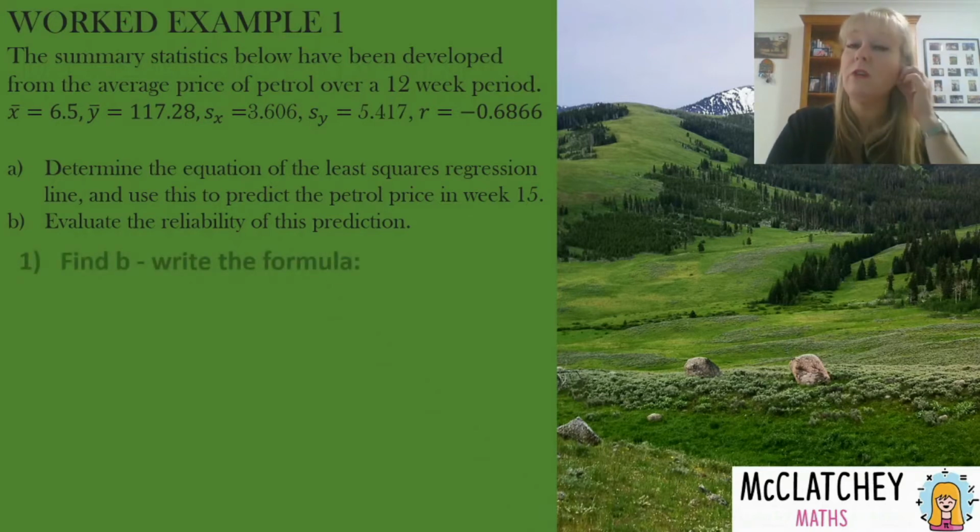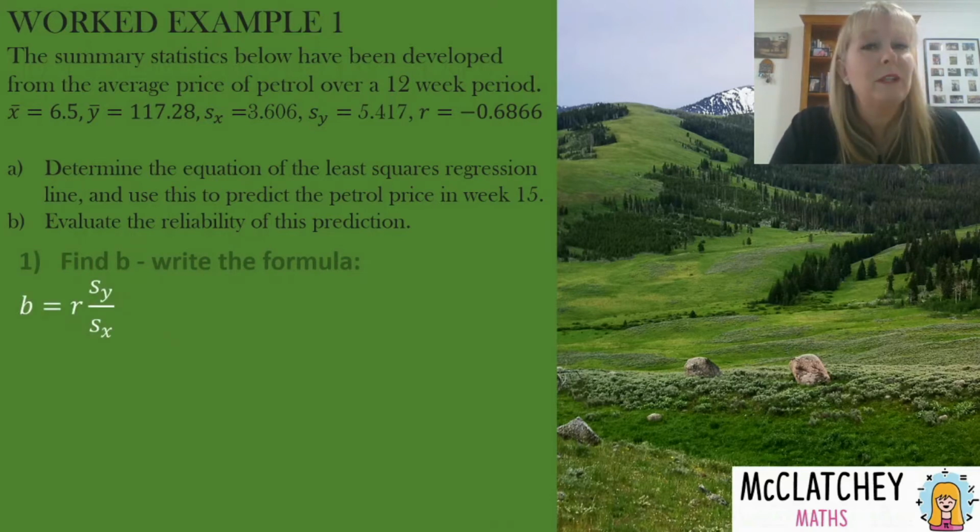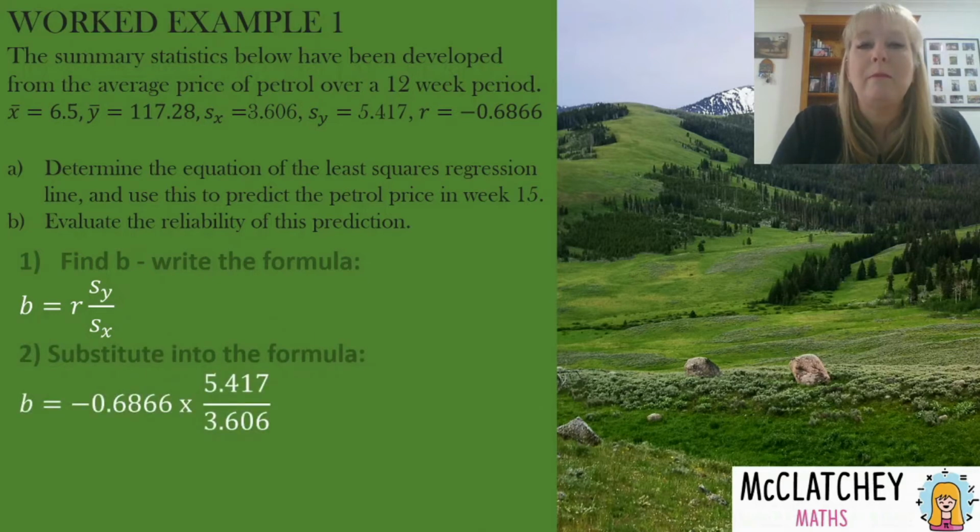Okay, so firstly, you're going to find B. You need to write the formula. Now, if you're in Queensland, that's on a formula sheet for you. Sweet. So you're going to take R, which is negative 0.6866, and substitute that into the formula. Multiply that by the two standard deviations, one on top of the other, and you're going to evaluate that in small steps.